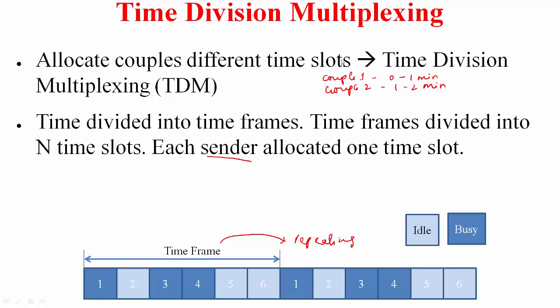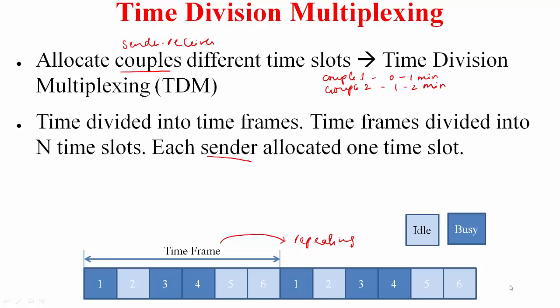Notice that I'm using the word sender. In other words, a sender is allocated a time slot, whereas in the human analogy, I said couple, which is basically a sender-receiver pair that is allocated a time slot. In networking, typically it is the sender who is allocated the resource. So this scheme prevents collision absolutely because there is no overlap across the senders, and it is also fair because each sender is being allocated a time slot in a fair fashion.